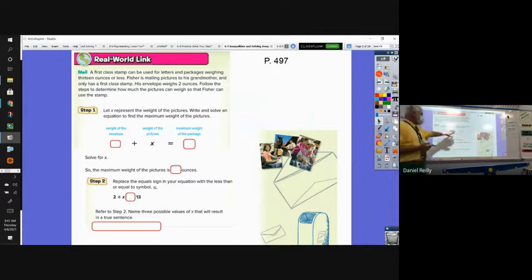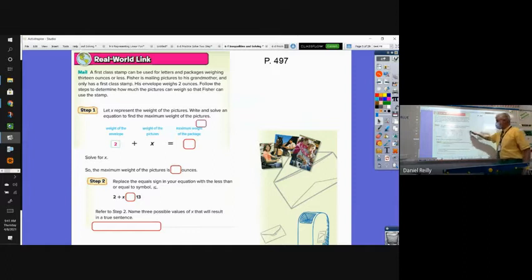All right, so the weight. What we don't know is the maximum weight of the pictures. We use a variable to represent that. The weight of the envelope is 2. And the maximum weight of the package is 13. And Cole, in his head, says, oh, the maximum weight of pictures then is 11 ounces. Exactly correct. Now, you could solve this as a one-step equation. Subtract 2 from both sides, you get x equals 11. Not really worried about that right now.